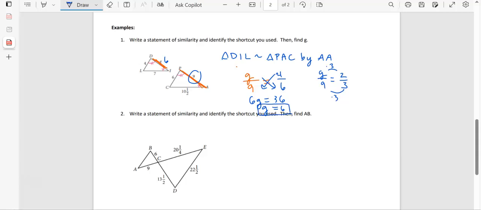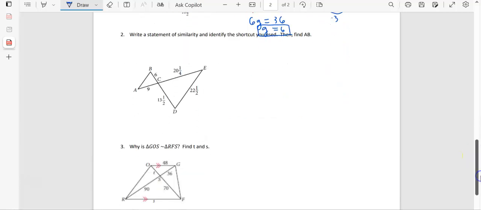All right. Number 2, same idea. I'm noticing I don't have any angles marked congruent. However, I do know these angles are congruent. Can you tell me why? They're vertical. Very good. So vertical angle conjecture.